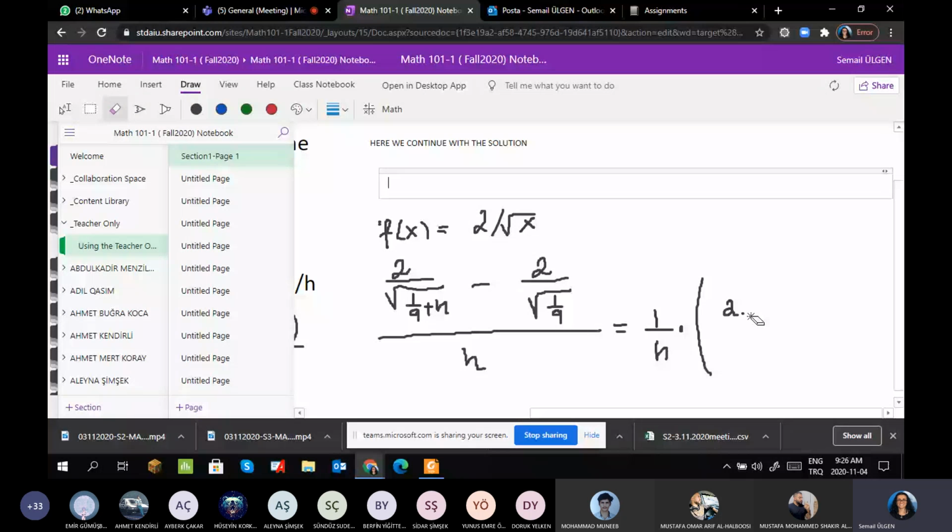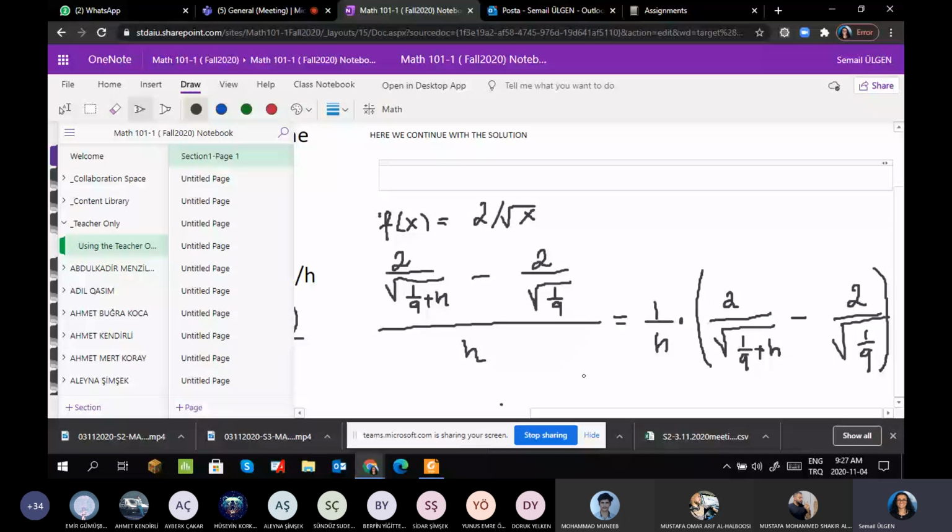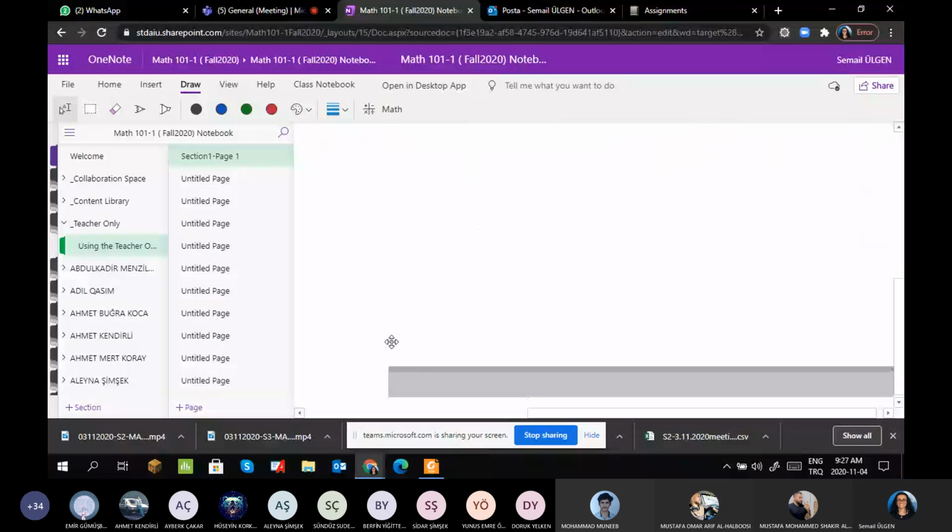I'm trying to make it a little bit fast, so it is, okay. Let me rewrite this so that you understand it. 2 over square root of 1/9 plus h minus 2 over square root of 1/9, right? This is what we have now. Now I am going to move this down here just a sec to open up room for myself.